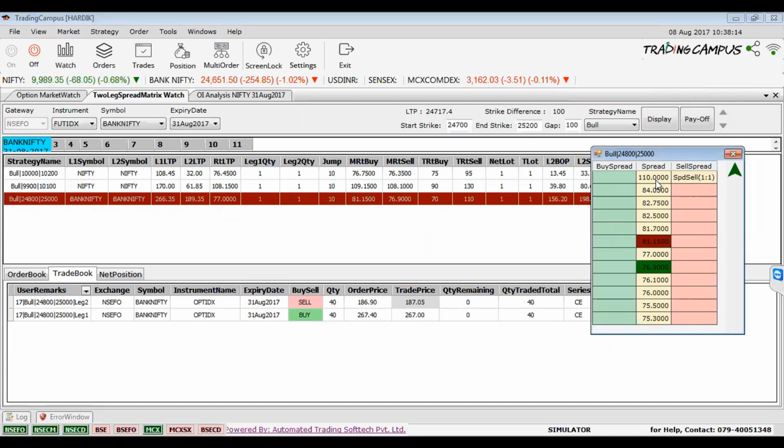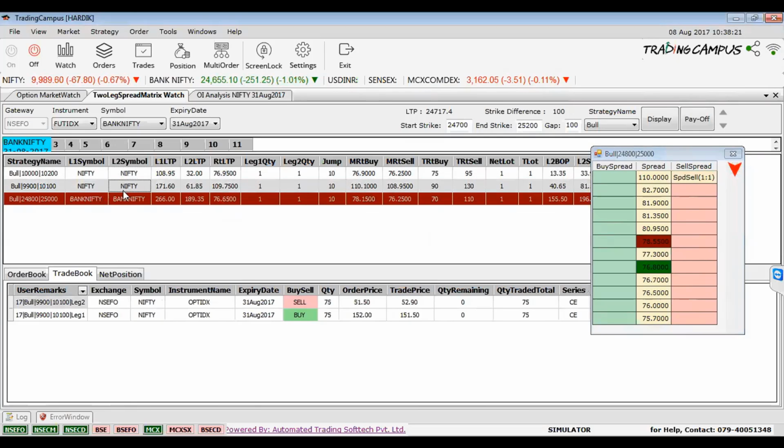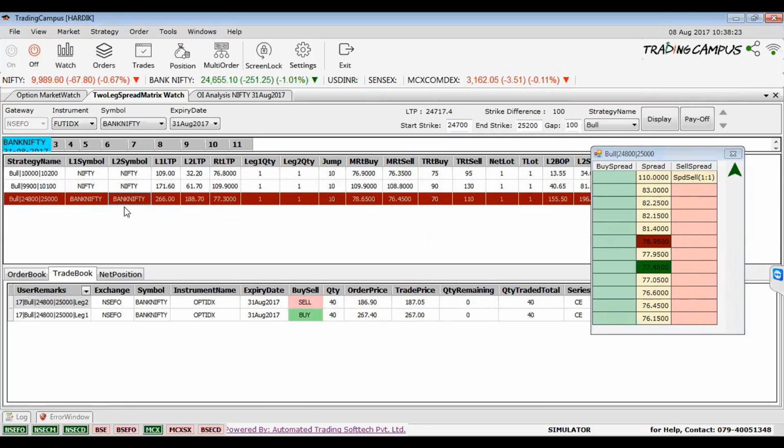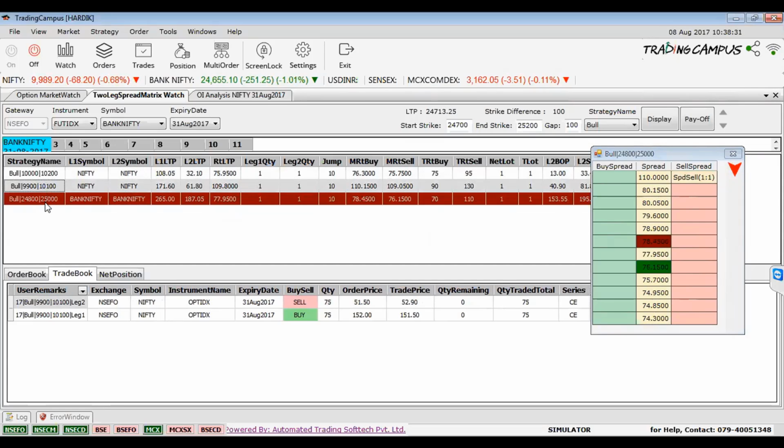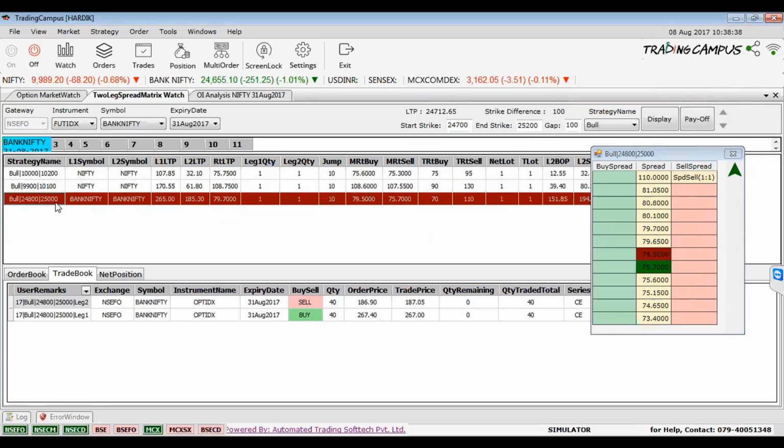By the end of the day, we are trying to square off our positions. So all three spreads that we have taken for Nifty and for Bank Nifty, we will square it off. Right? So we have made two bull spreads in Nifty, 10,000 and 10,200, and 9,900 and 10,100, and we have made a bull spread in Bank Nifty, roughly around 24,800 and 25,000. Right? So let's keep this aside.